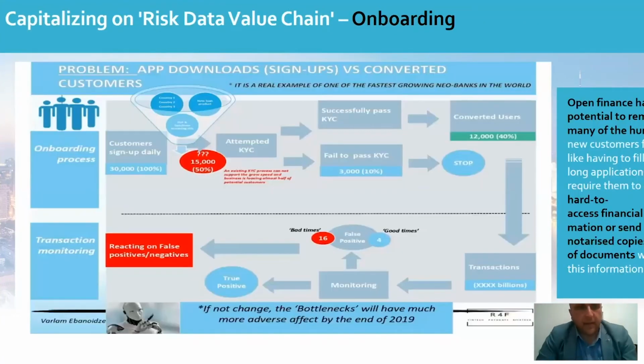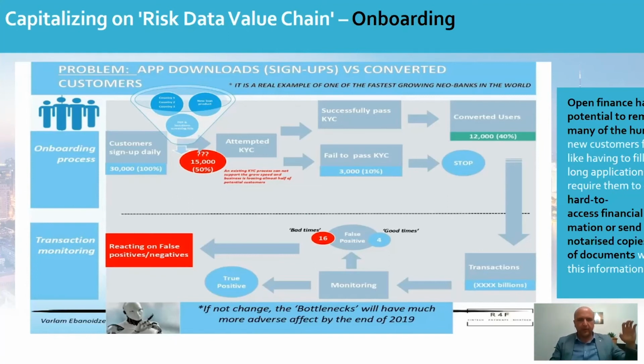So here is the first use case of digital onboarding. This use case comes from one of the biggest challenger banks in the UK. They have been growing exponentially for the last five to six years, and I had the opportunity to look at the process of their digital onboarding. What we are seeing here is that they have a major bottleneck when they onboard their clients.